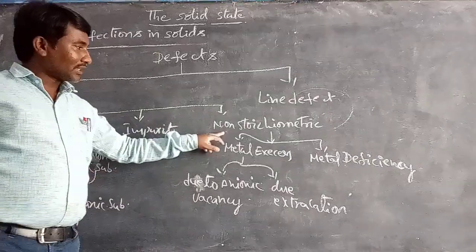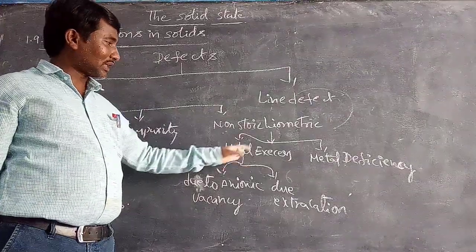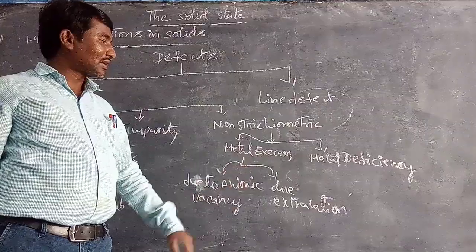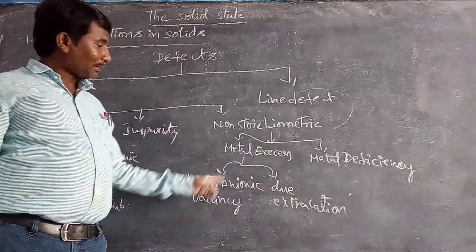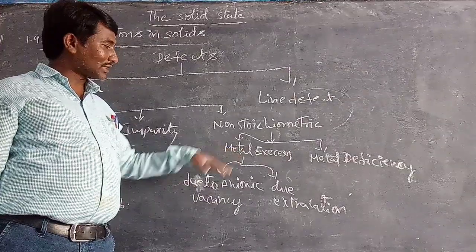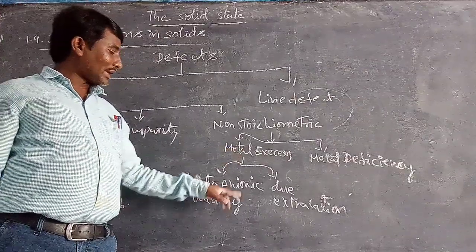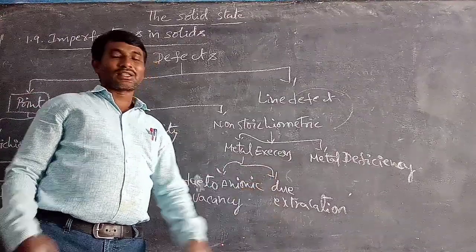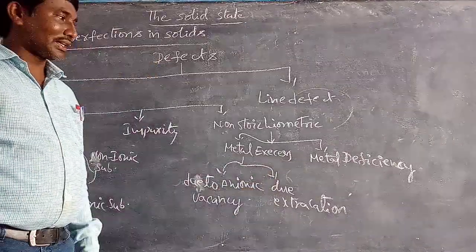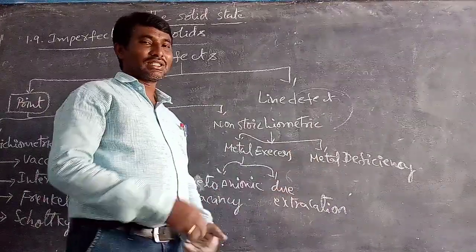And non-stoichiometric defect is divided into two types: metal excess defect and metal deficiency defect. Under the category of metal excess defect, there is metal excess due to anionic vacancy and metal excess due to the presence of extra cations, and then metal deficiency.